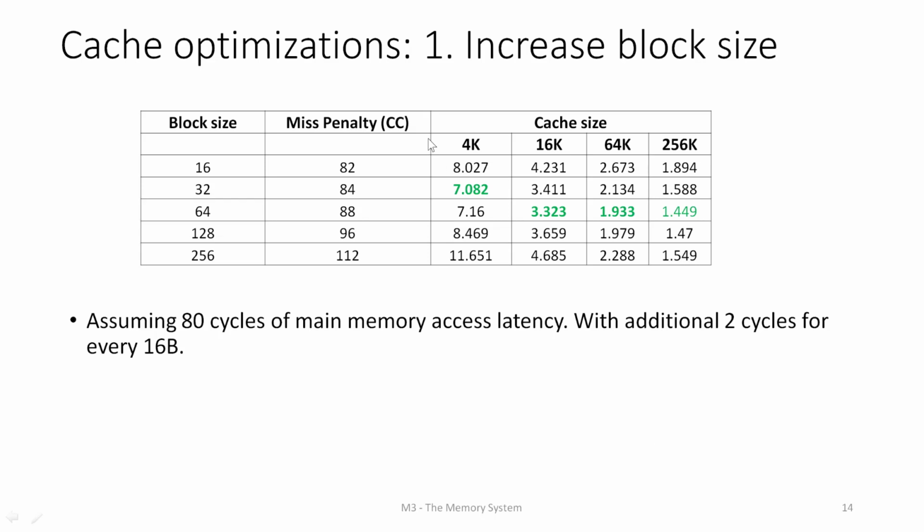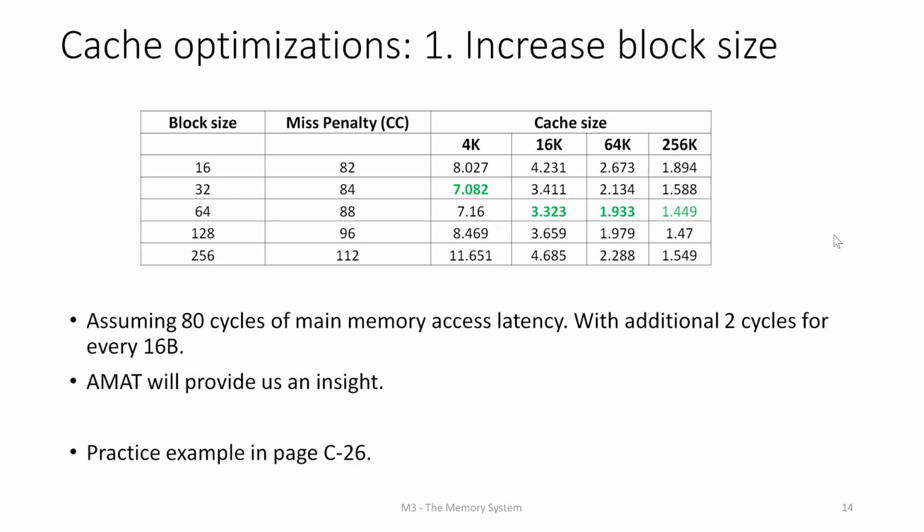So we can optimize the block size by looking at the AMAT, by doing a sweep and picking the point where it is the minimum. For example, here for a 16 KB cache, the optimal block size would be 64 bytes. Now there is an interesting example given in page C26. I would like all of you to go through that. It's looking at the same problem with numericals.